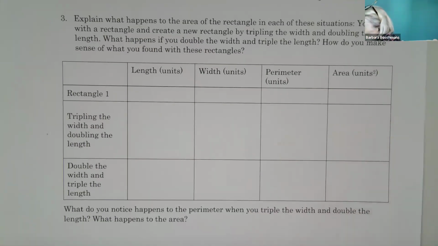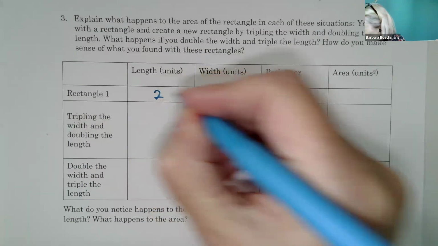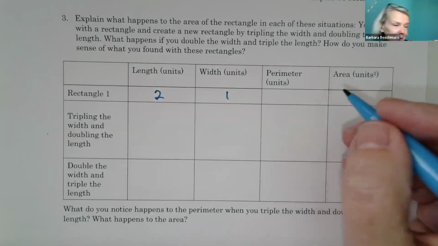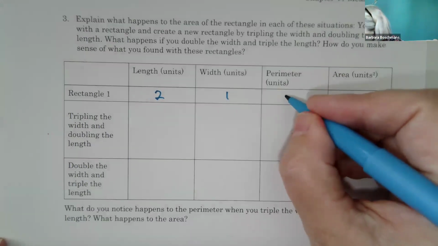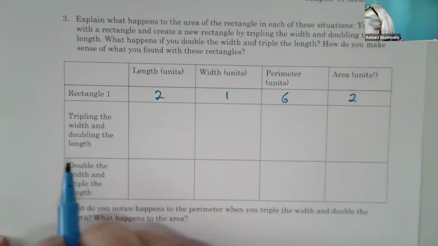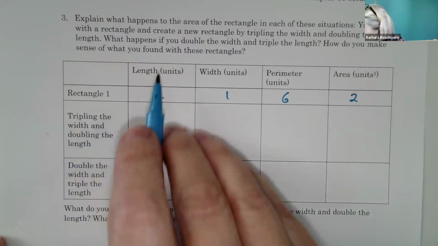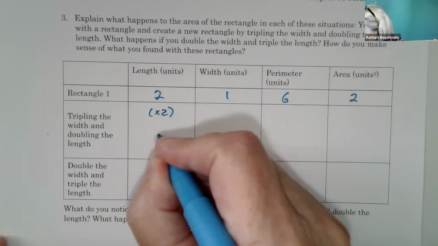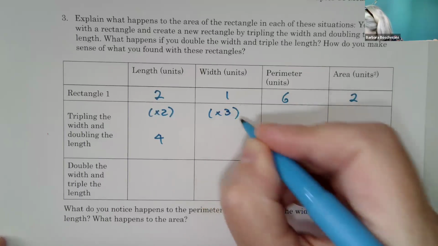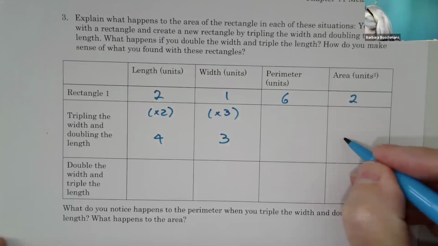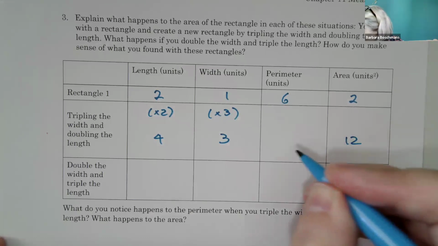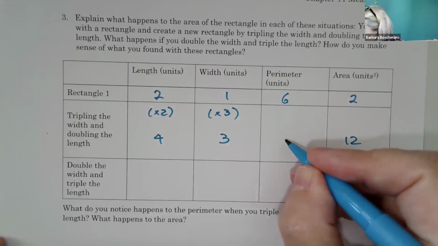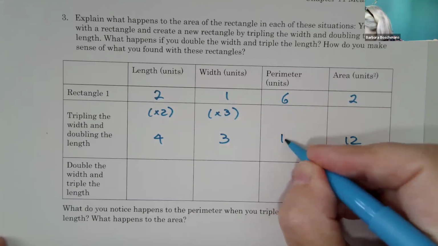Okay, explain what happens to the area of the rectangle in each of these situations. So we're just going to do one rectangle, and why don't we just pick the one we have been using as the first one, which is a 2 by 1, where the perimeter was 6 and the area was 2. If you triple the width and double the length, so we're going to double the length, this is going to be times 2, and we're going to triple the width, which will be 3. That gives you an area of 12 and a perimeter of 8 and 6 is 14.